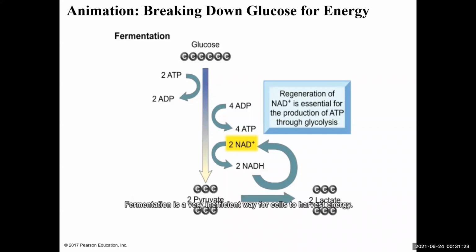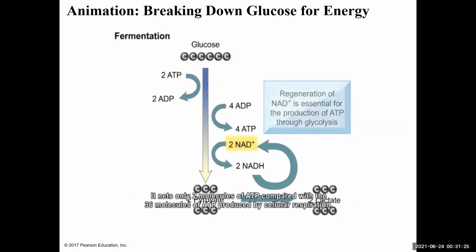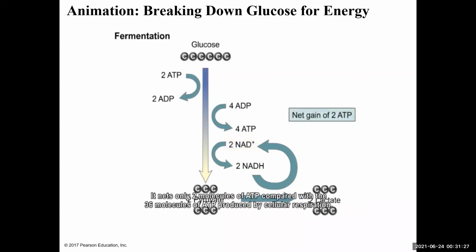Fermentation is a very inefficient way for cells to harvest energy. It nets only 2 molecules of ATP, compared with the 36 molecules of ATP produced by cellular respiration.